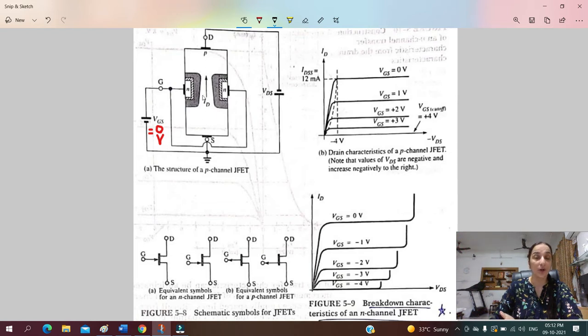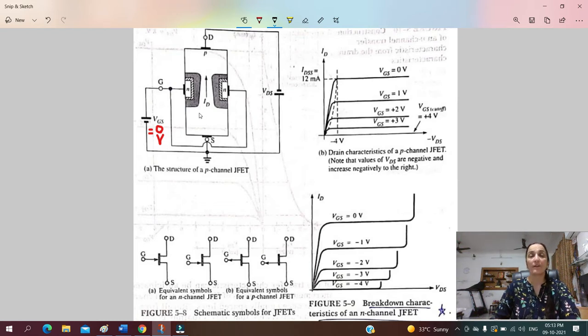Now, as the voltage drop is not constant along the entire length of the channel, the reverse bias voltage between this gate region and the drain region is more than the reverse bias voltage present between this gate region and the source region. That's why this depletion region is not rectangular in shape. It is a wedge shape. The width of the depletion region is more near the drain end, where the potential drop is more, and less near the source end.